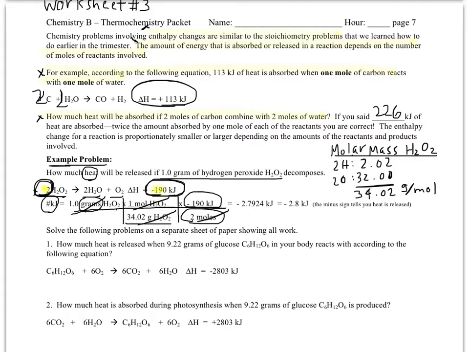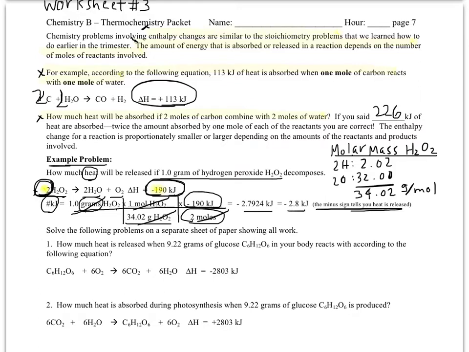So now we just have to go through and do our calculation. We'll do 1 times negative 190, and then divide that by 34.02. So we get a negative number here, which I then just rounded to negative 2.8 kilojoules. And remember, you have to include the sign, because here the minus sign is telling you that heat is being released, right? That this is an exothermic reaction rather than endothermic. So whether it's positive or negative matters.